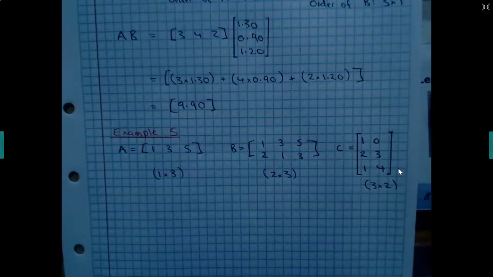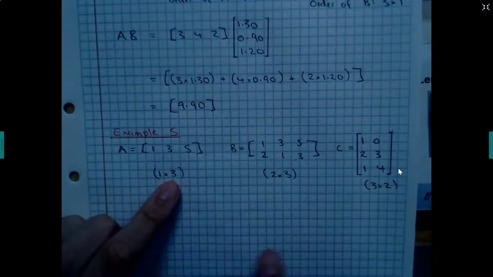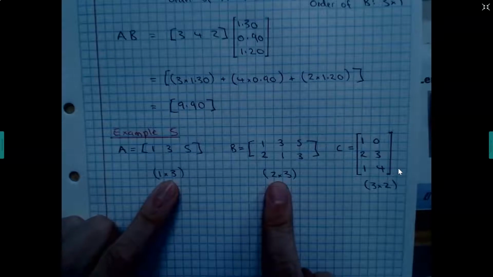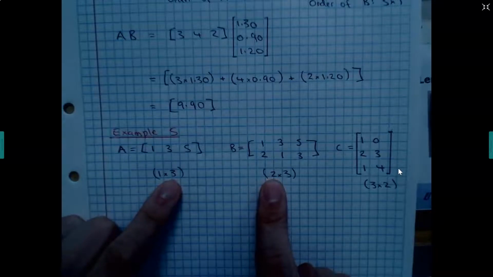So remember, if we want to see if we can multiply 2 matrices together, the numbers need to match up. So would I be able to do a multiplication of A times B? See how that's a 3 and that's a 2? I cannot do that multiplication. That would not be possible.